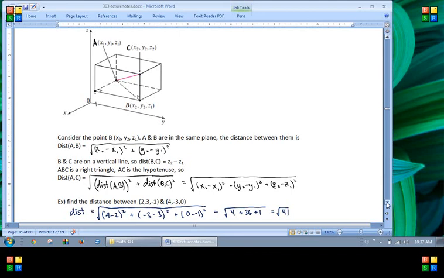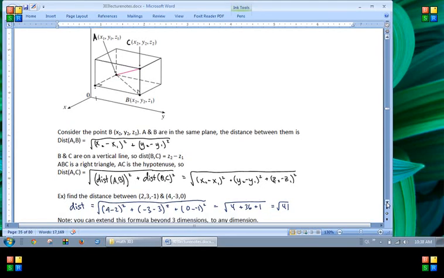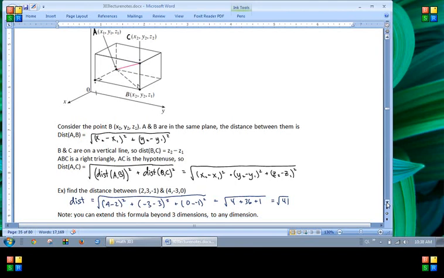So I'll just make one comment here. You can see that this extends pretty nicely from 2 dimensions to 3 dimensions. Turns out you can extend this beyond 3 dimensions into any number of dimensions. Now, talking about 4, 5, or 6 dimensions is beyond what we're going to do in this class. But at least in terms of doing a calculation, it's actually pretty straightforward to find the distance in, say, 7 dimensions between 2 points.